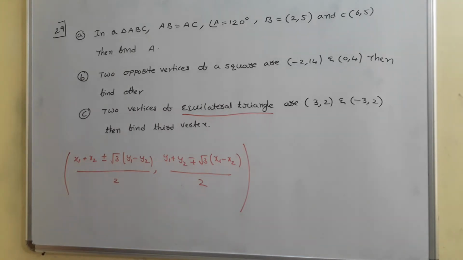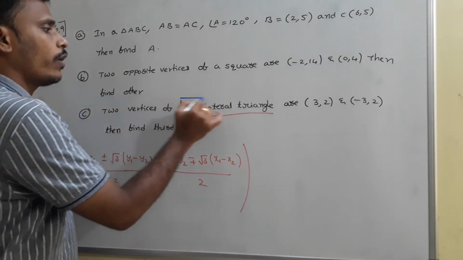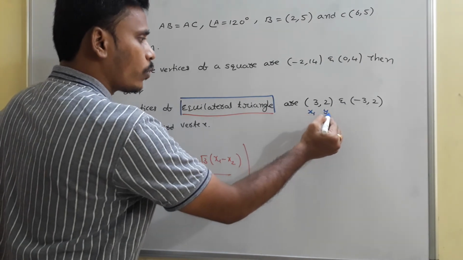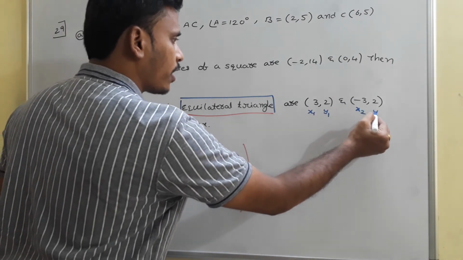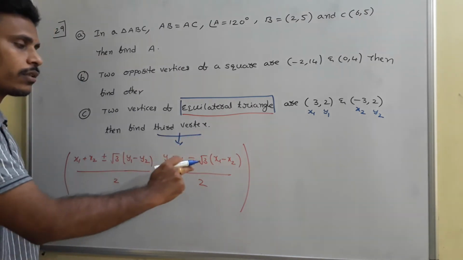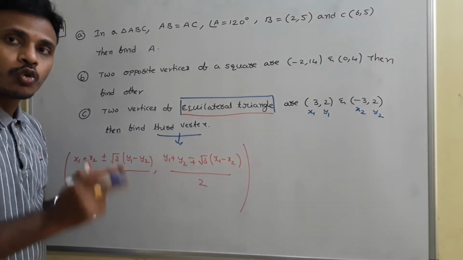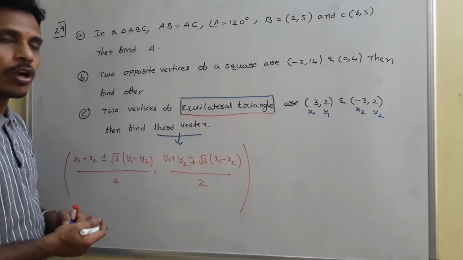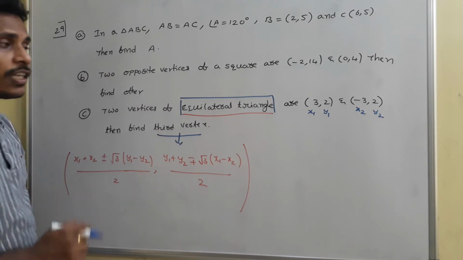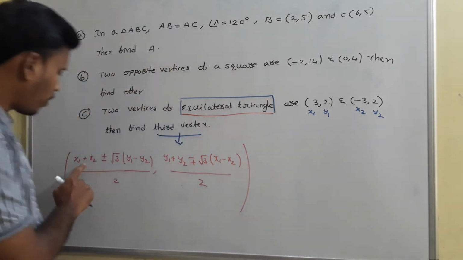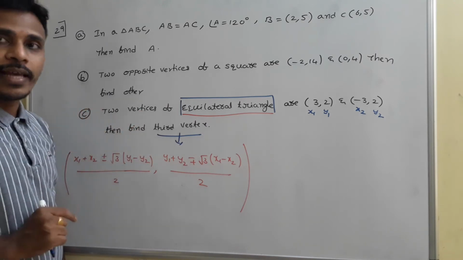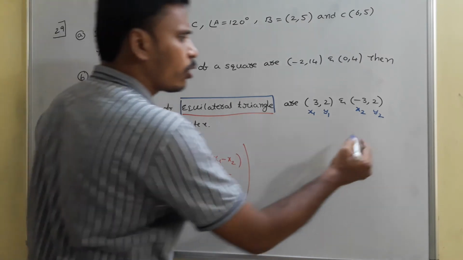So, two vertices of an equilateral triangle are given as (3, 2) and (-3, 2). Let this vertex be x1, y1 and this one x2, y2. Then we need to find the third vertex, and this is the formula for the third vertex as we discussed. Two possibilities will happen, as I said. For that, initially what do I need? I need x1 plus x2, y1 plus y2, y1 minus y2 as well as x1 minus x2. First of all, collect all those values.